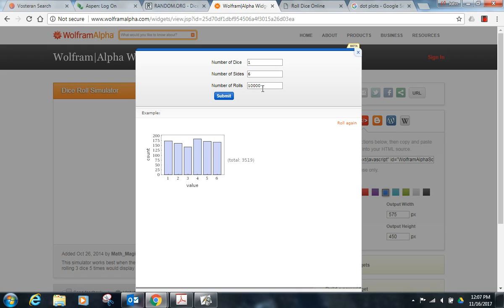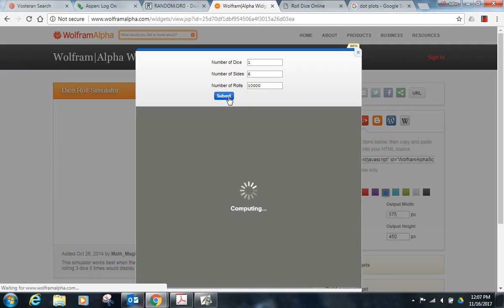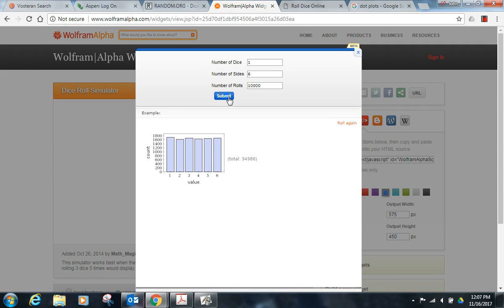And how do you think this is going to start looking? The more trials I do, how do you think the bars are going to look? More even. Because remember, what's the probability you get a 1? Still, these are all 1 out of 6, right? Here you go. Here's 10,000 now. Closer and closer they all get to being level.